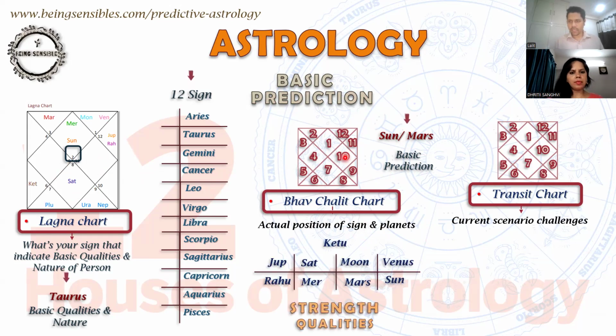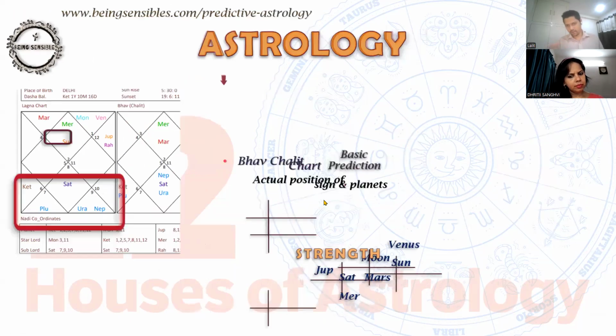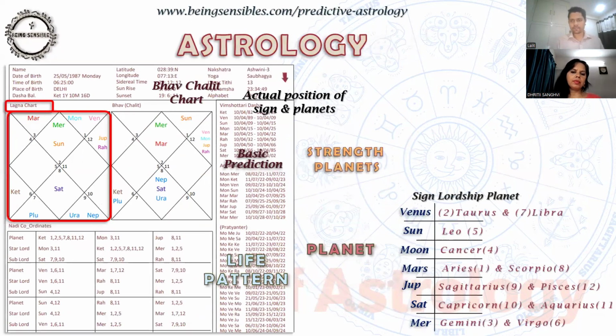So additionally, the meaning of Bhavchalit is that we can find out exactly which house the sign is placed in and which house the planet is placed in. But as an outcome, we get an idea of the basic prediction, if the Sun and Mars are in different houses. We also get an idea of the strength of the planet. I'll give you an example of how it's done.